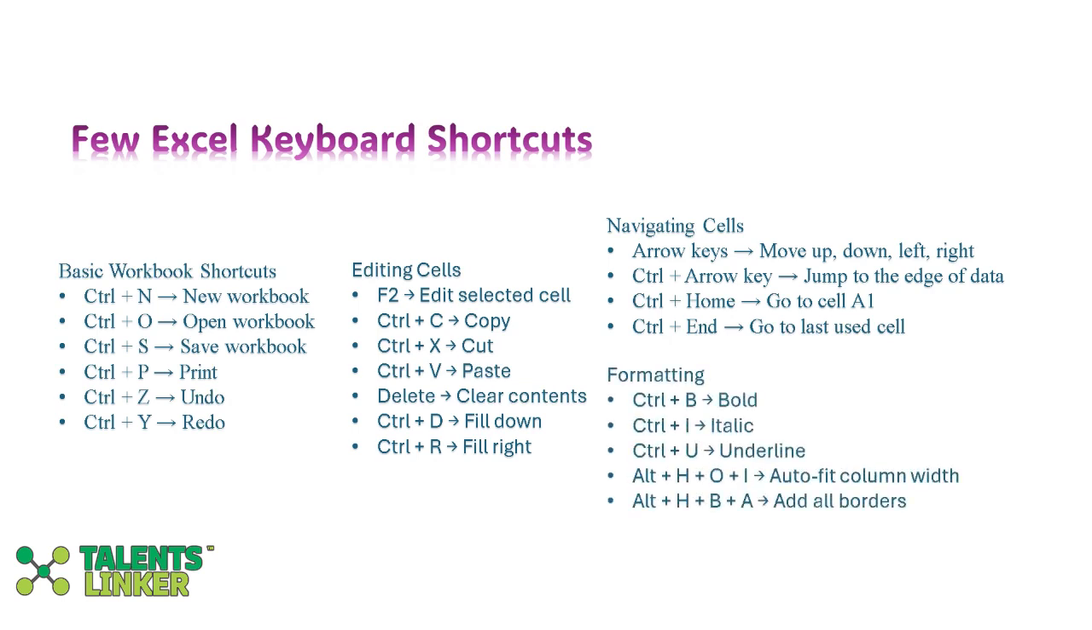For formatting, you do Ctrl plus B to bold. You do Ctrl plus I for italic. You do Ctrl plus U for underline. To auto-fit column width, you do Alt plus H plus O plus I. To add all borders, you do Alt plus H plus B plus A.